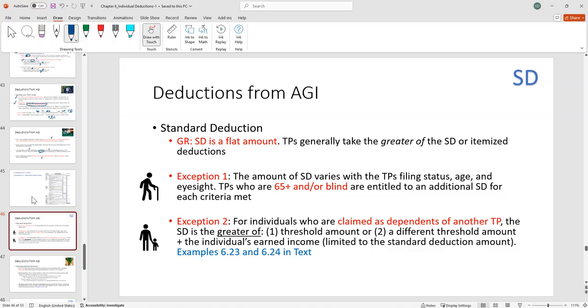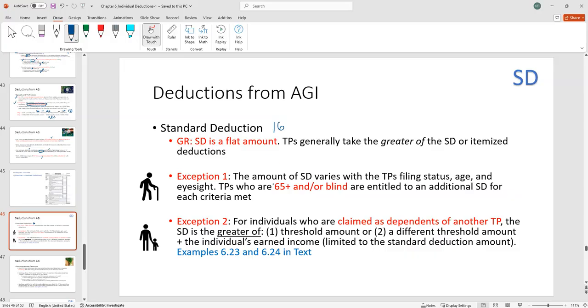Let's compare that now to the standard deduction. Typically, it's a flat amount. You have to look at the year, but for right now, for example, it's around $16,000. That's going to be the general rule.